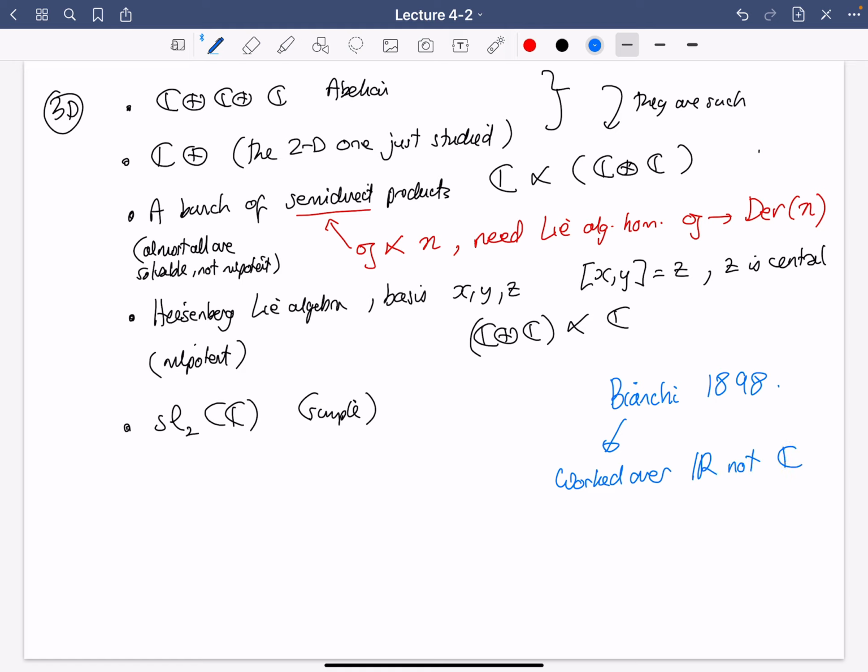not C, where it's a little bit more interesting because there are more similarity classes of matrices to think about. And when you go over R, for example, there are two three-dimensional simple Lie algebras over R. There's SL2 of R, but there's also another one called SO3 of R, which should be very familiar to you. That's just the vector space R3, where the Lie bracket is the usual cross product of vectors.